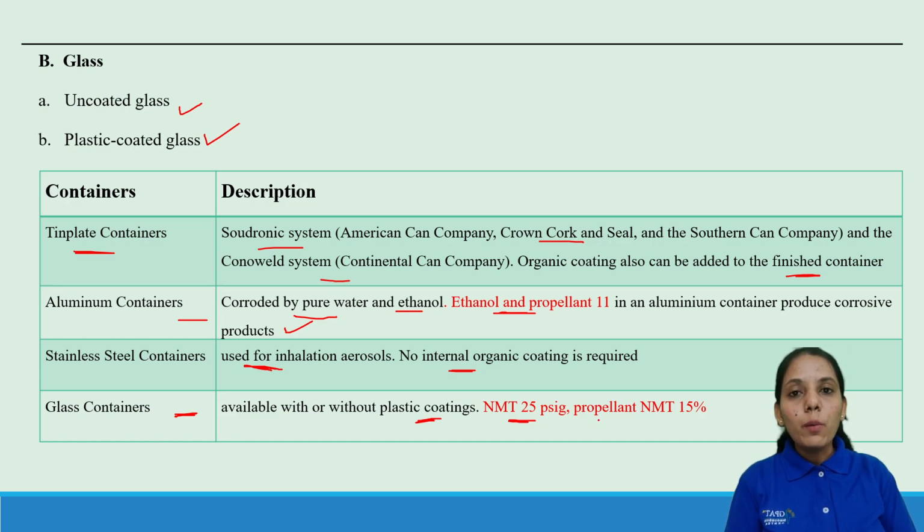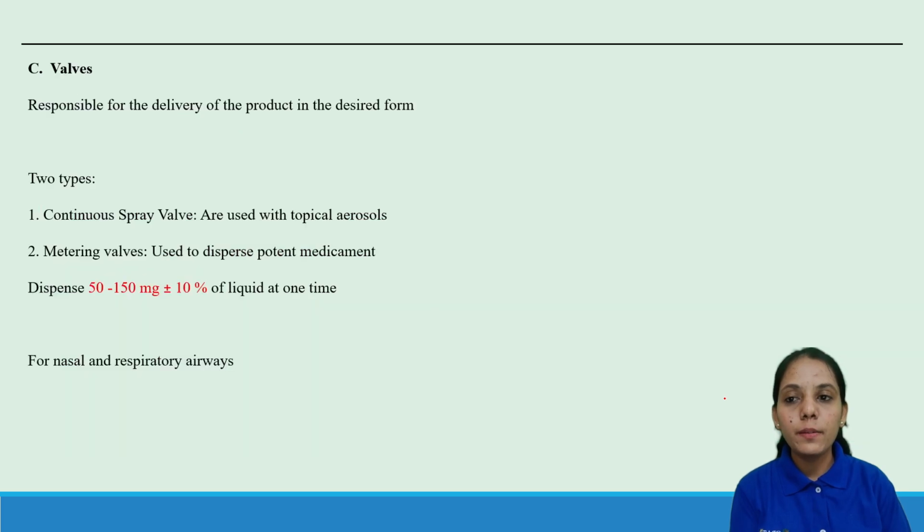So the pressure is not more than 25 psig and the propellant should not be more than 15%. So these are the limits for the glass container. Remember these 2 points.